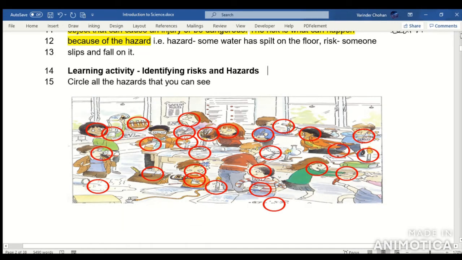Welcome back. You can check your answers with mine. Well done if you've managed to get more than the ones that I have highlighted. As you all have noticed from the number of circles, this is a very dangerous working environment with many hazards and risks.